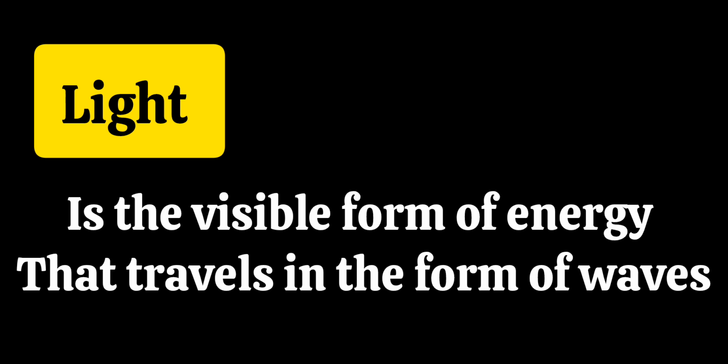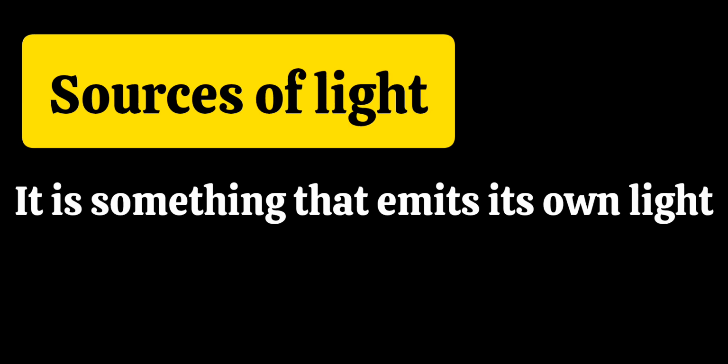Let's see sources of light. What is the meaning of source of light? A source of light is something that emits. What is the meaning of emits? Produce, or we can say gives off. So a source of light is something that emits its own light, produces its own light.